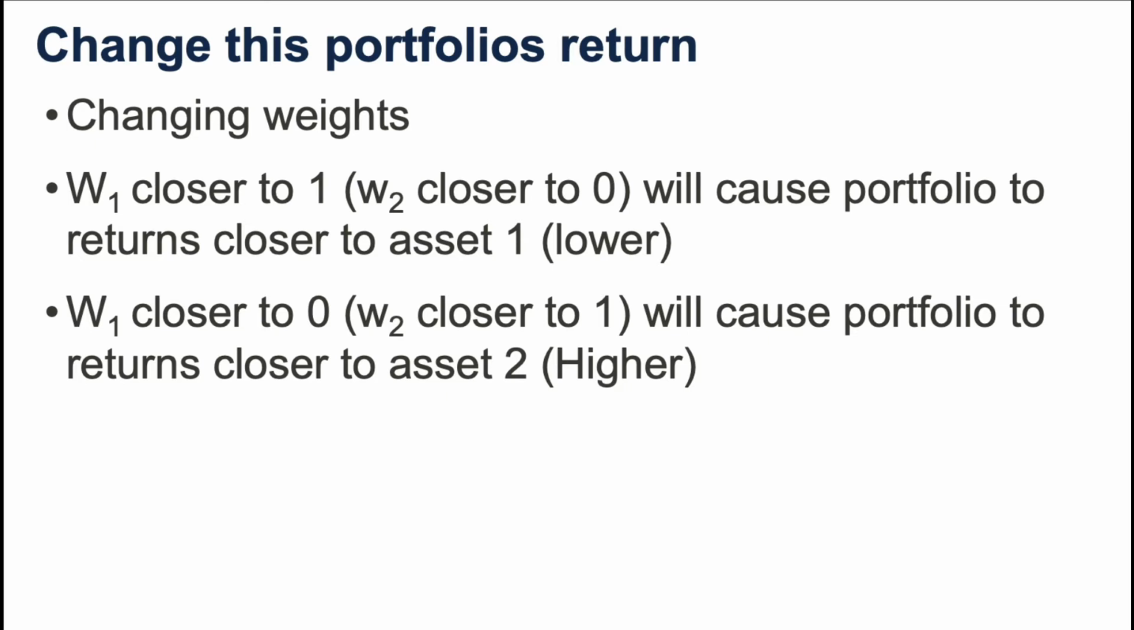Just a note, as we change the weights, if we get that weight closer to 1, we're going to look more like asset 1, which in this case is lower return and lower risk. And if it gets closer to 0, which means we have much more of our portfolio in asset 2, it's going to look much more like asset 2. In fact, if we have 0% in asset 1, it's going to look exactly like asset 2. You can confirm that with those formulas.